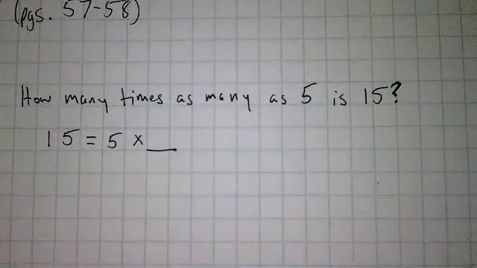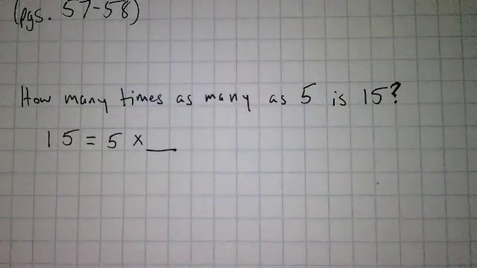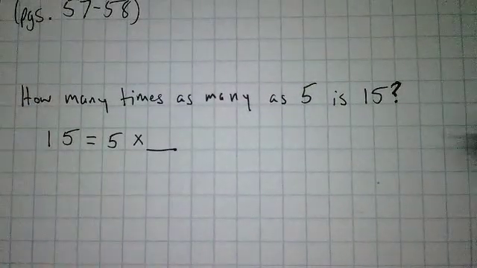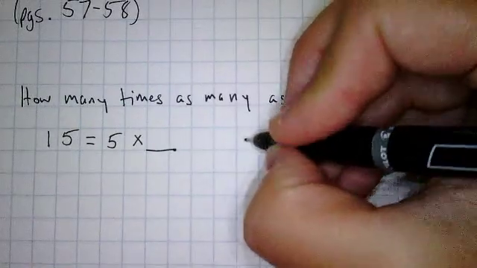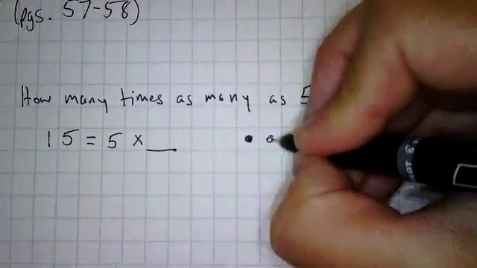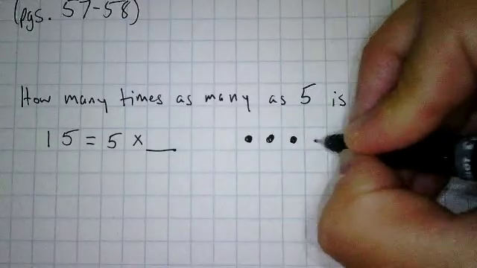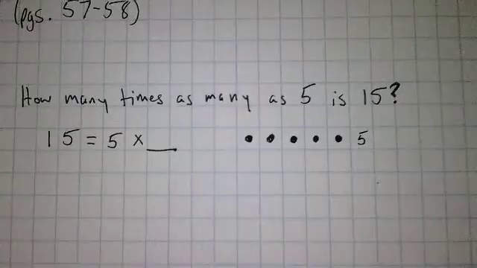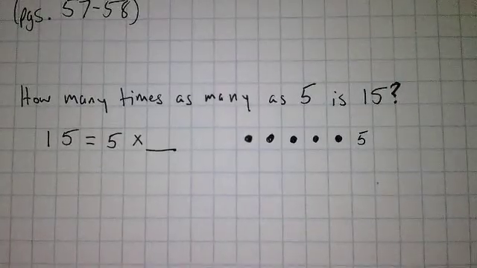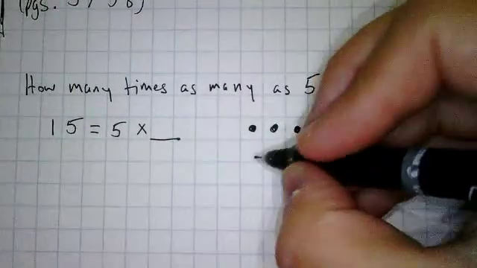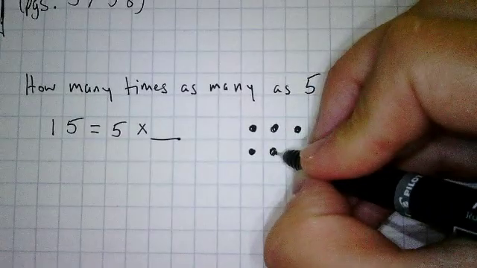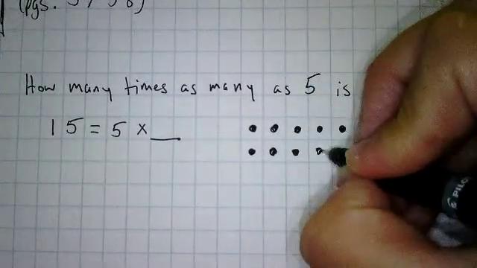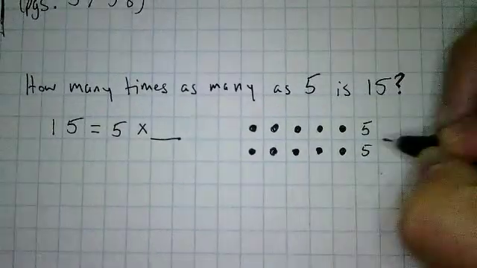So if you want, I don't recommend doing this every time, but if you want to draw a little picture, we can do it for this time just to help visualize. So I'm going to draw one group of 5 here. Okay? Everyone agree that that's 5 dots? Yeah. Okay, so there's 5. I'm going to draw another group of 5. Okay, that's another group of 5.